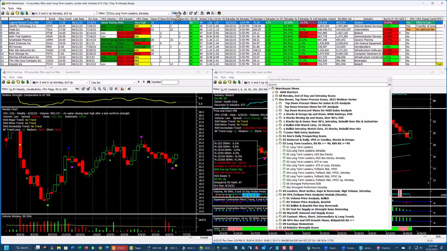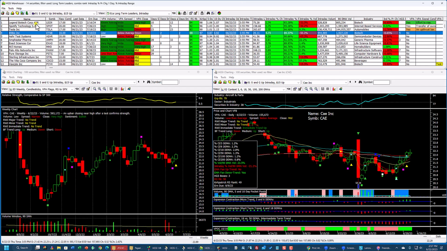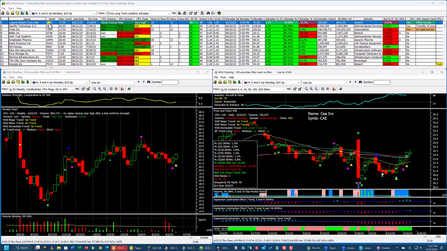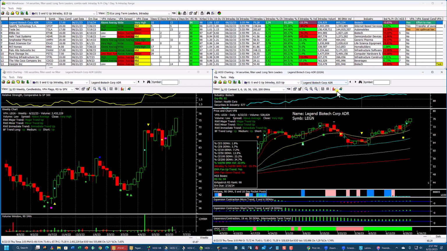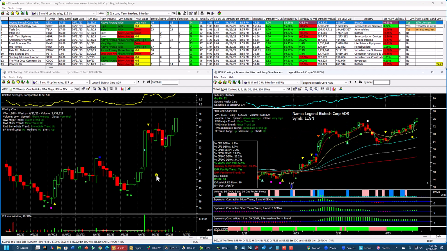And let's see what's in here. Get this out of the way. LEGN. Let's bring it up. I'll zoom out. Let's look over here at the weekly chart. First, you can see that it had a massive move and then it digested that move for 6 weeks or so. And then it started moving again. The last 3 weeks, it's been going higher. It's clearly in an uptrend.